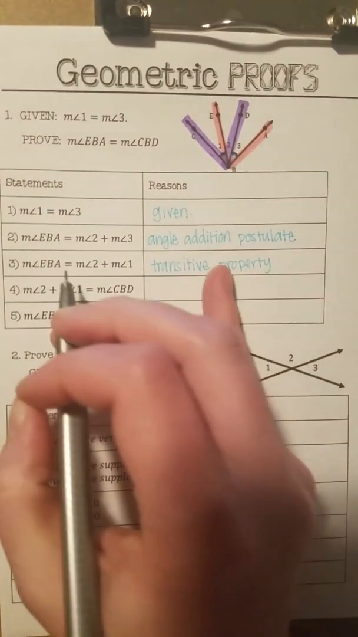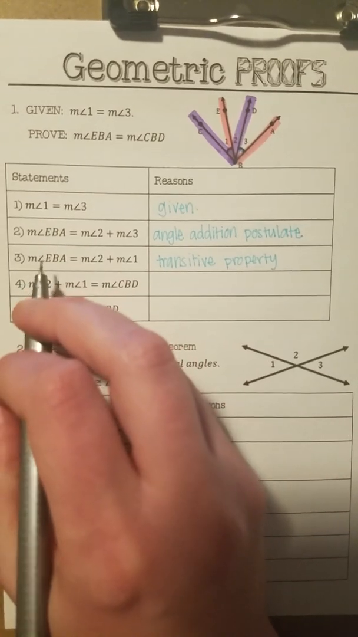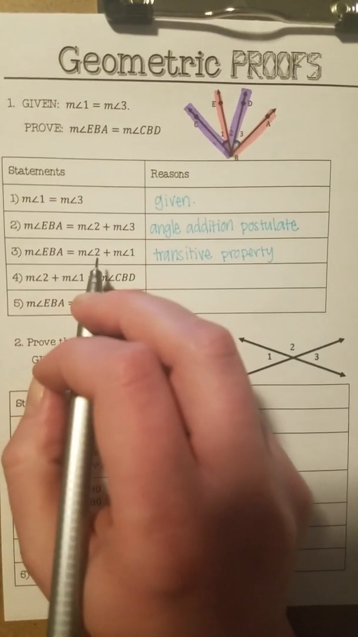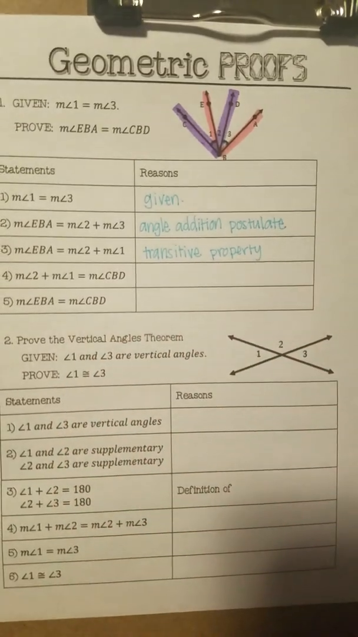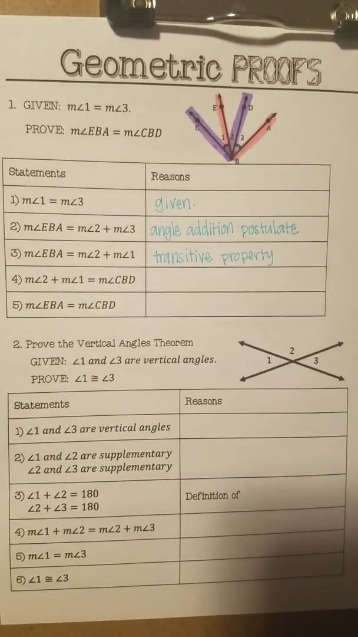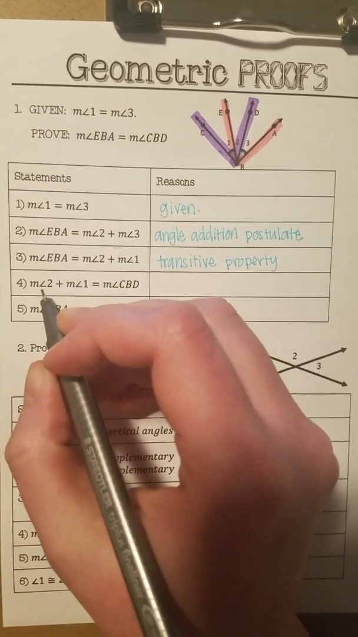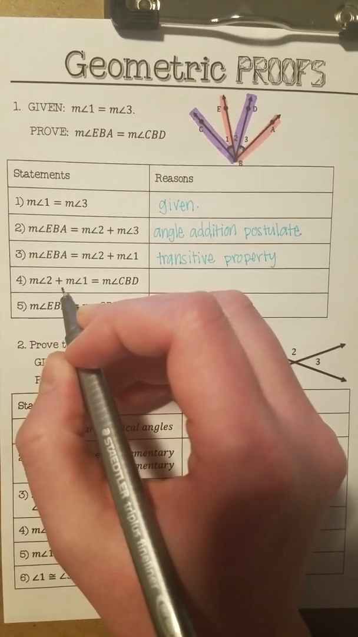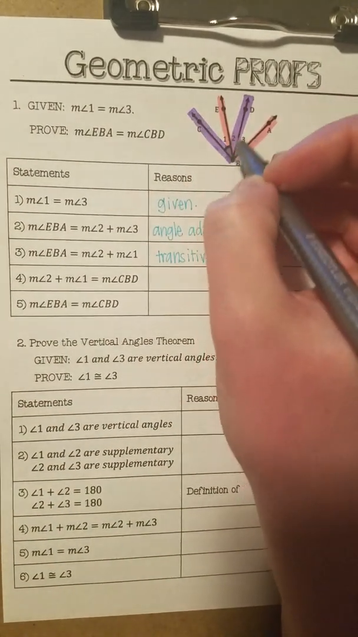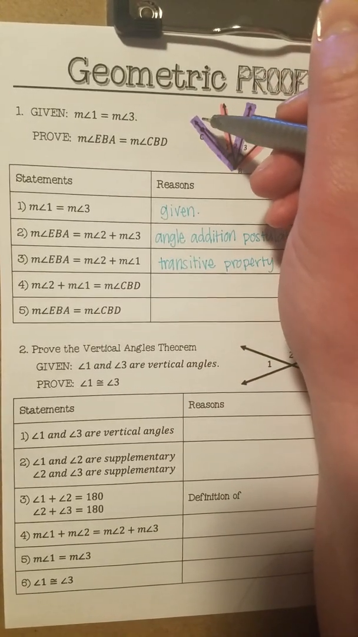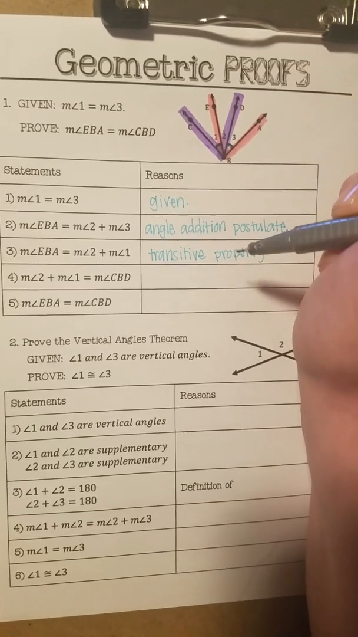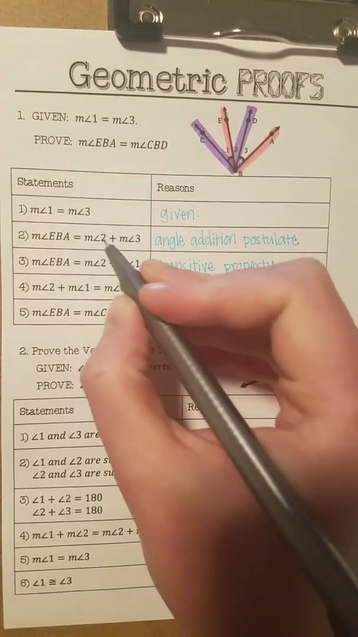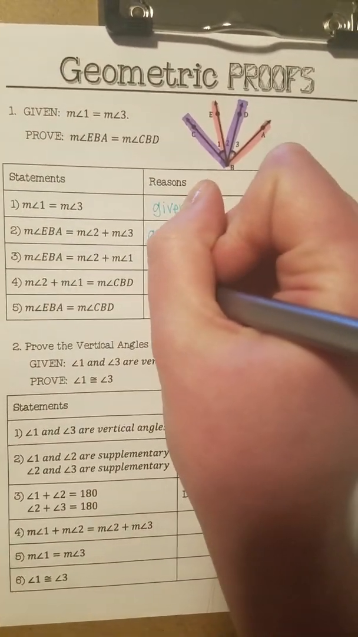So by the transitive property, we know that the measure of angle EBA is equal to the measure of angle 2 plus the measure of angle 1. Now we have that the measure of angle 2 plus the measure of angle 1 is equal to the measure of angle CBD. So the one on the left plus the one in the middle is equal to the measure of the purple angle. We know that because of the angle addition postulate.